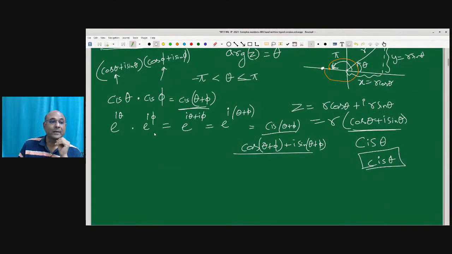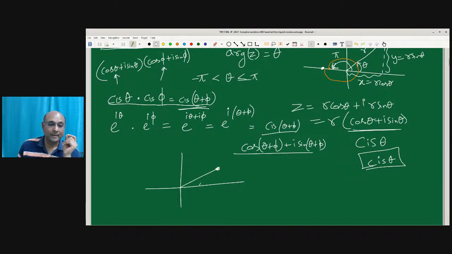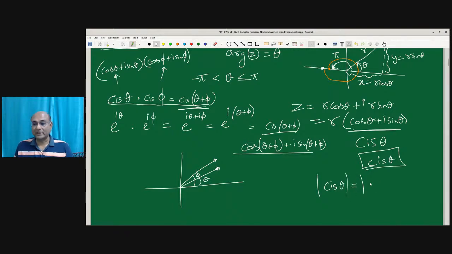Notice what is happening. So cis theta into cis phi. When you're multiplying two complex numbers with angle theta and angle phi, if both were basically unit. If you take cis theta, it is cos theta plus i sin theta.